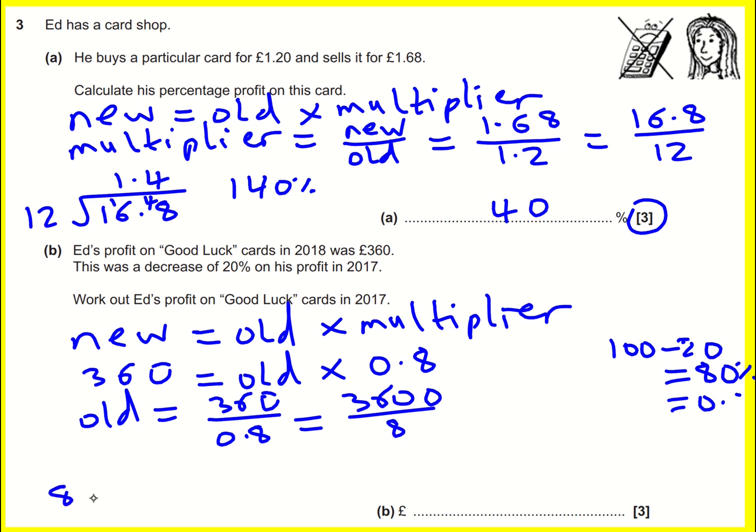Then we can do 8 into 3,600. 8 into 36, okay, that's going to, 8 times 4 is 32. Carry remainder 4, and then 8 into 40 go 5, so it's going to be £450.